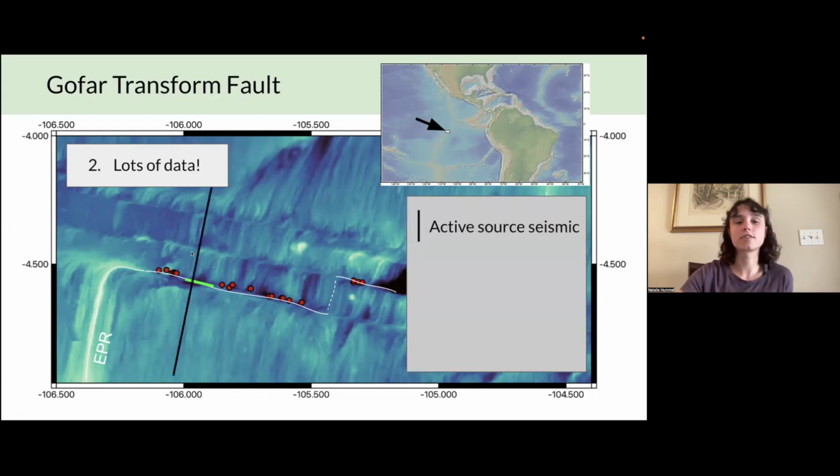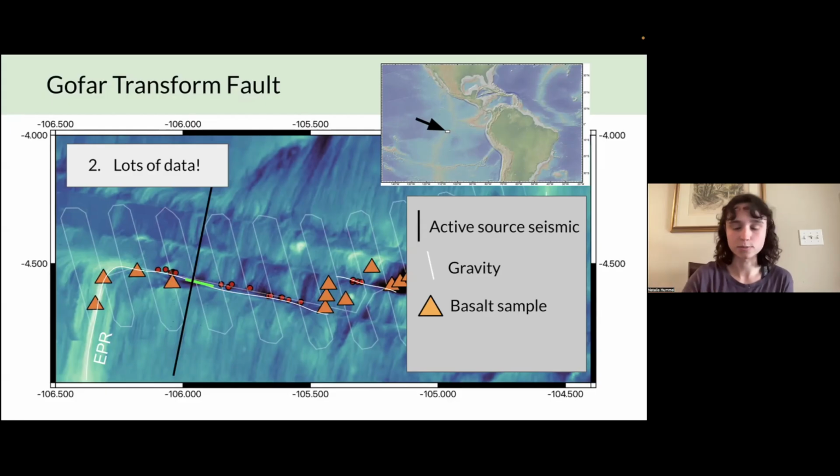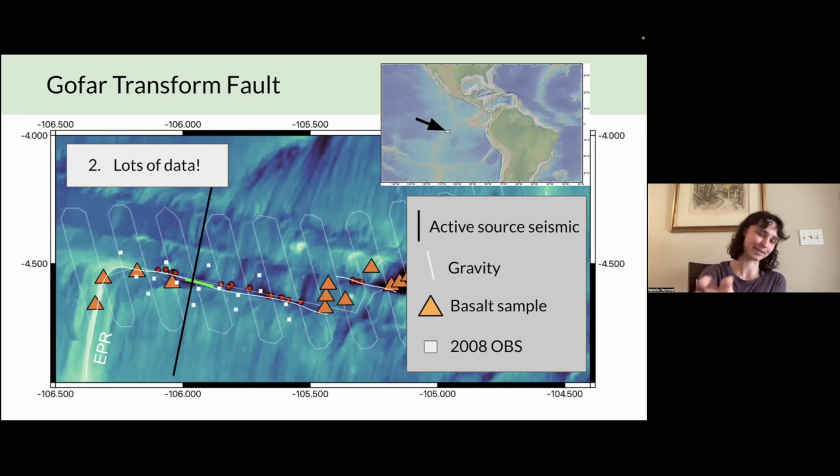The other reason that we focused on the Gofar is that there's just a ton of data from this area to compare our data to. So this is the location of an active source P-wave tomography study from Roland et al. 2012. We have a gravity study here from Pickle et al. This is ship track. We've got basalt samples, so we have some geochemical information, and this is the location of the 2008 OBS deployment. There was also a later OBS deployment just focused on the rupture barrier, and we have high resolution bathymetry data. So it's just to say there's a lot of data, great context for our results.